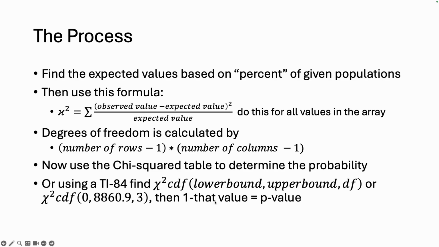So then we do 1 minus 1 to get the value. We take whatever value the calculator gives us, which in this case is 1. We do 1 minus 1, and that gives us a p-value. So here the p-value actually ends up being 0.